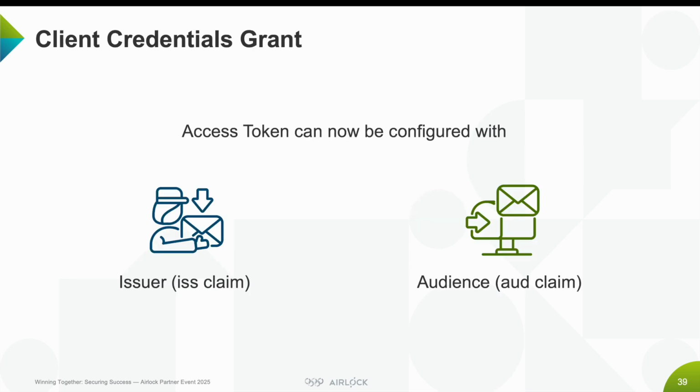Let's talk about client credentials grant. As I said, it's a little bit more flexible. Access tokens can now be configured with issuer claims, and they can be configured with audience claims. This makes us a little bit more compliant to the standards. And there are actually products out there that require that information in tokens issued by the client credentials grant. So for those of you who have been waiting for this feature, I hope this helps.